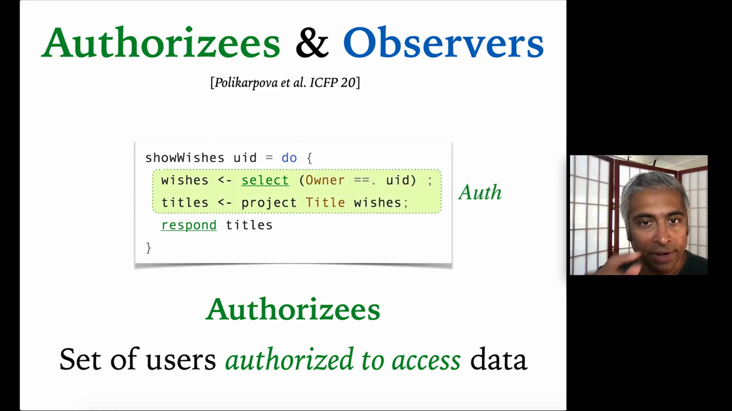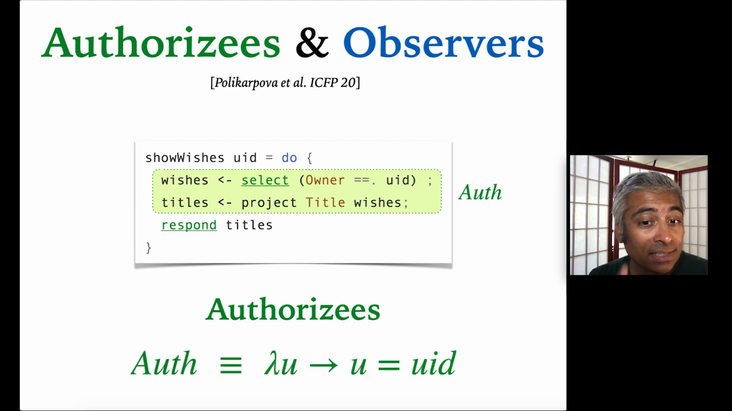Okay, so for example, let's look at this computation. The set of authorizees is the singleton set comprising UID. Why? Because the policy said that only the user should be allowed to access the title unless the wishes are marked public. Here, these wishes are all the wishes, not just the ones marked public. And so the authorizees of this computation is just the singleton set U equals UID. Notice how we're going to represent these sets as logical predicates, as refinements, essentially.